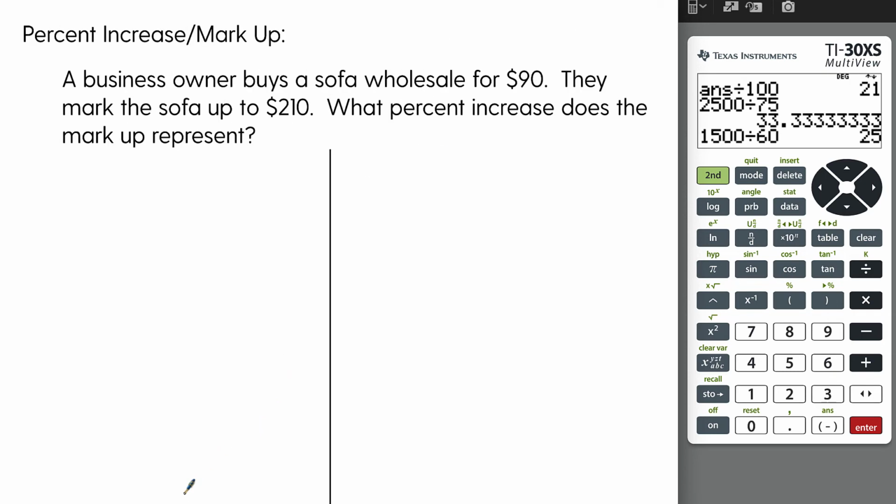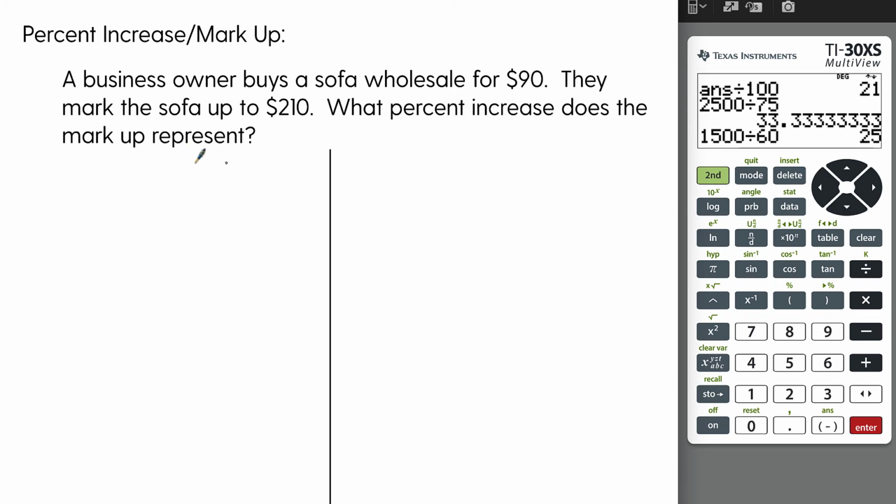A percent increase or a markup problem. Notice I have a dividing line in here because there's actually two ways of doing this. I'll do it one way and then I'll show you a different way. A business owner buys a sofa wholesale for $90. They mark the sofa up to $210. What percent increase does the markup represent? So what we want is the percent increase from the markup.